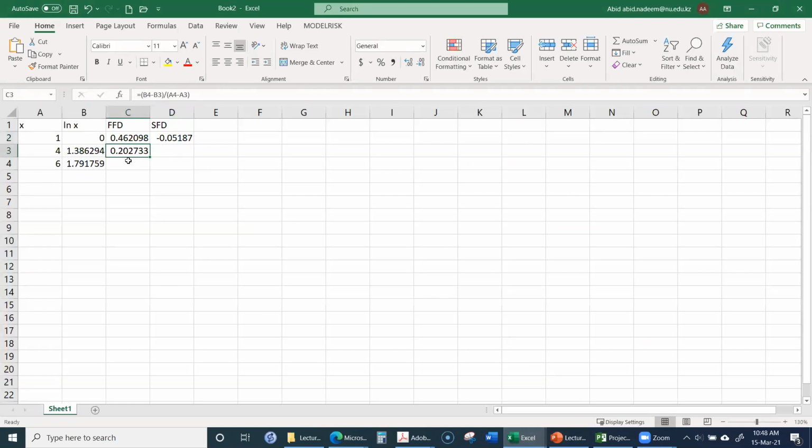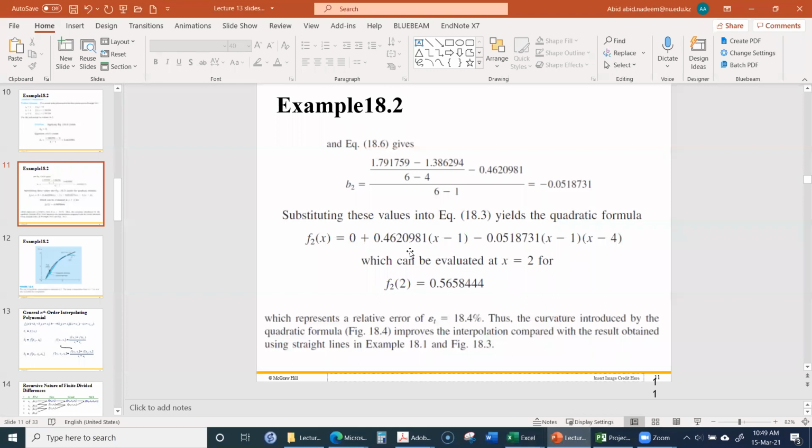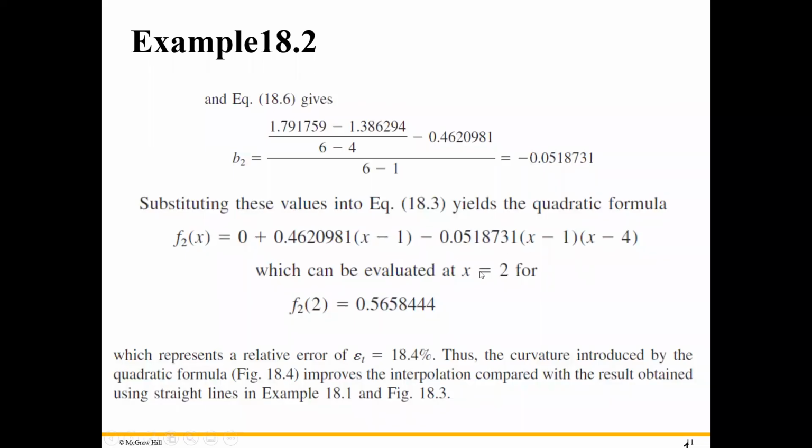In this way, we can get these differences, and then we get the coefficients. What will be the coefficients? This will be B naught, this will be B1, and then this will be B2. We can input these coefficients into this general equation, X minus X naught and X minus X naught into X minus X1. Then you can simplify this equation and find the value at X equal to 2 from this equation, which is 0.565.